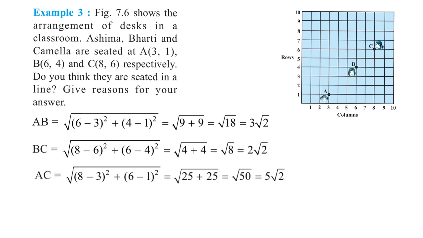Now let's check how much AB plus BC is. That should be equal to AC. We have to check that. AB is 3 root 2 and BC is 2 root 2. Add them up, it's 5 root 2. It is the same as AC. So therefore, these 3 points are collinear. Collinear means they are on the same straight line. So they are seated in a line. Great. Just apply the distance formula carefully and then you can solve such types of problems.